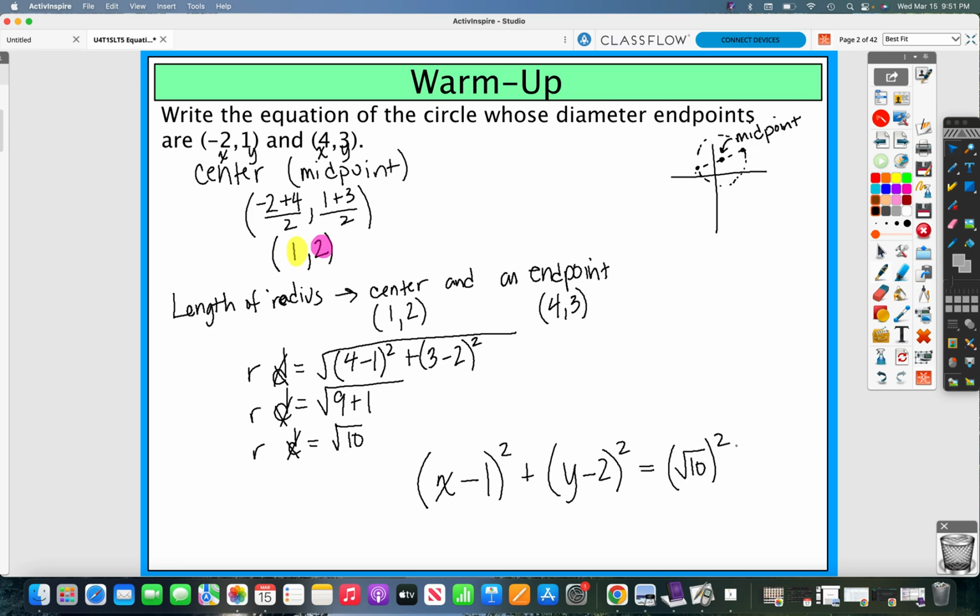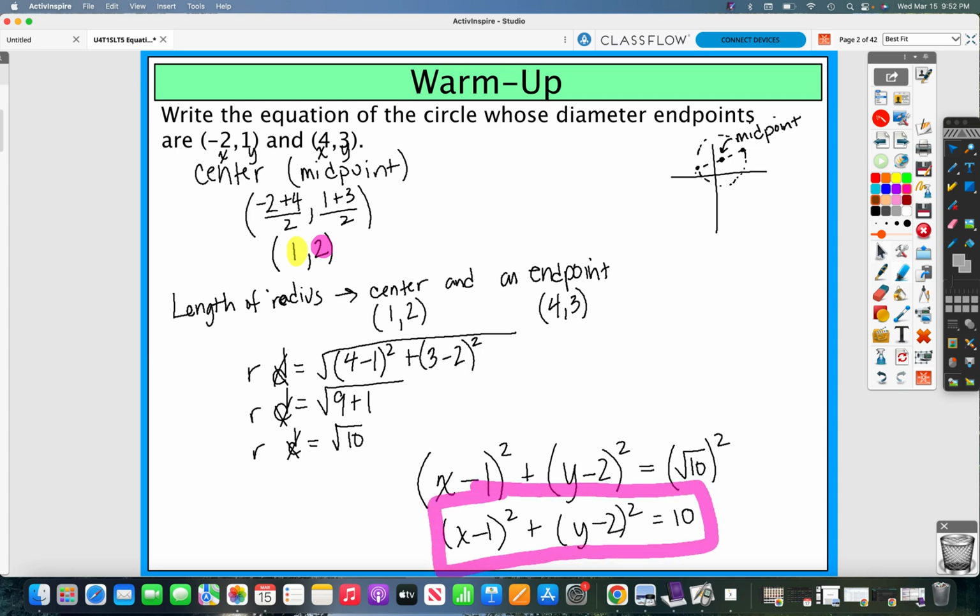Now, remember that if you square a square root, it's just going to be that value. So really, I don't need to write the square root of 10 squared. I could just write this equation as 10. Because remember, if I square a square root, then that's just going to be the number under the radical. So there's the equation of my circle right here.